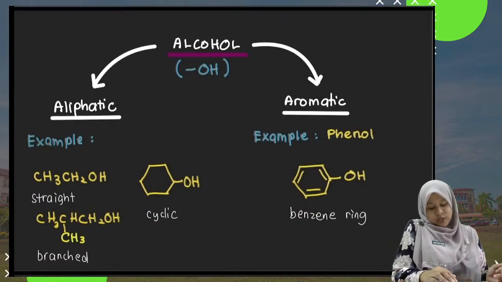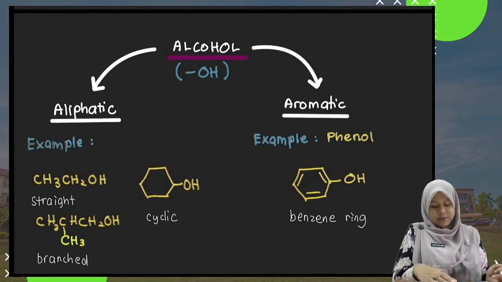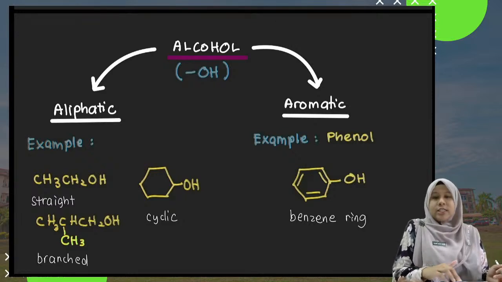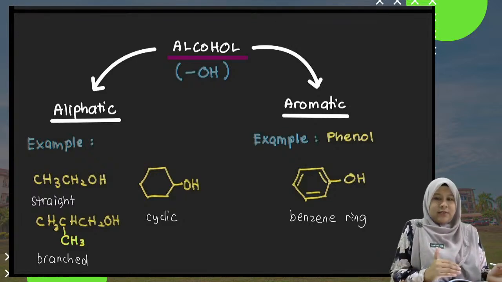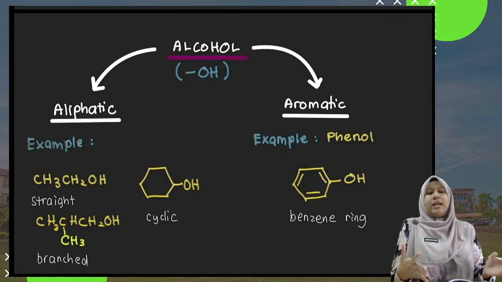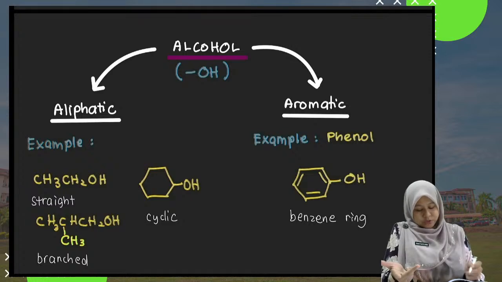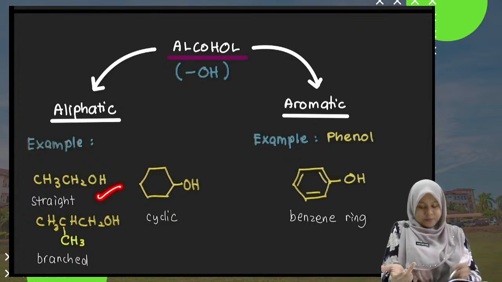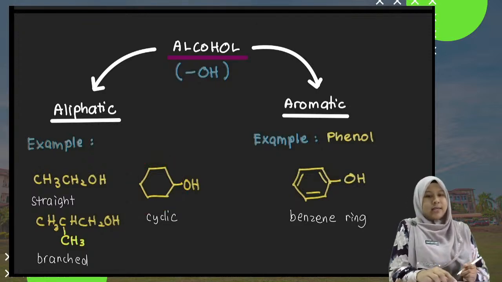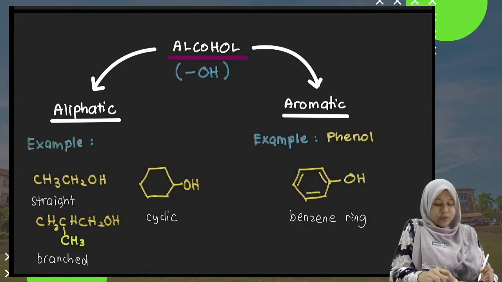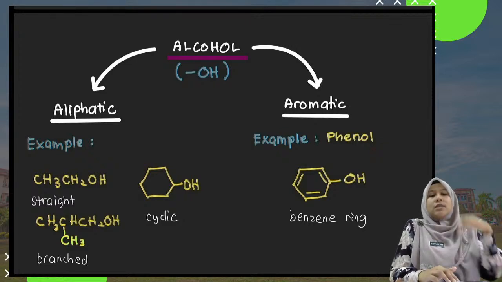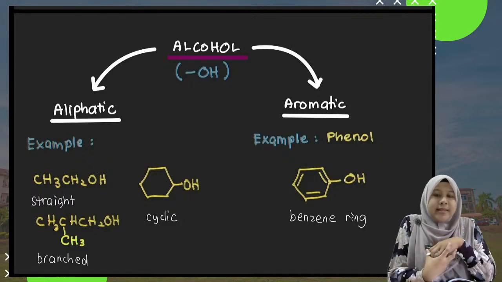Before we go for the nomenclature itself, I've divided alcohol into aliphatic and aromatic. Aliphatic can be straight chain, it can be branched, it can be cyclic. For example, for straight chain, we have ethanol. Branched alcohol or cyclic alcohol, for example cyclohexanol. Then for aromatic, we have phenol, which is OH attached directly to the benzene ring.